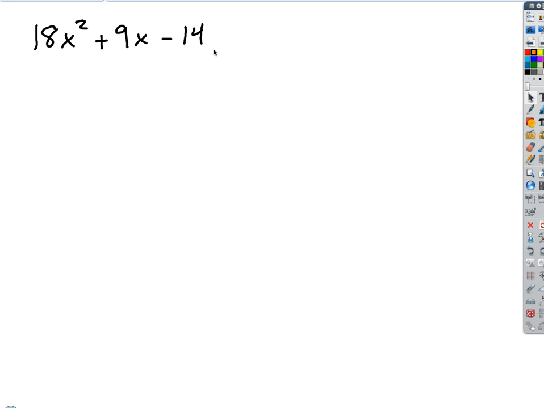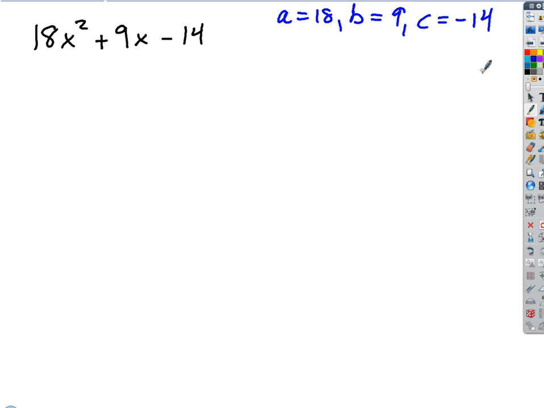So I have to do the A times C then split B thing, don't I? Right? So what's A? 18. What's B? What's C? Negative 14, good. Okay, so now how does that saying go?